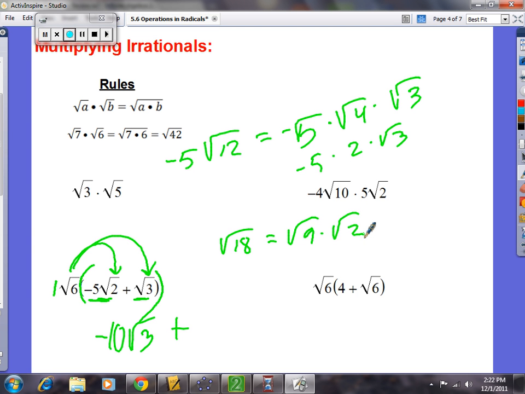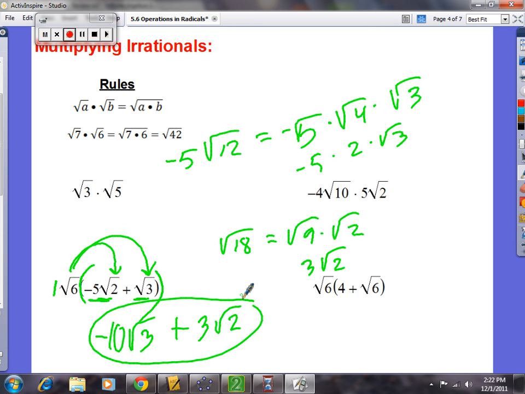You got 3. 3 square roots of 2. You're going to have 3 square roots of 2. That's as simple as you can go. And can you add these guys up? Can you add square roots of 3 to square roots of 2? So you're done. That's your answer. Last one.